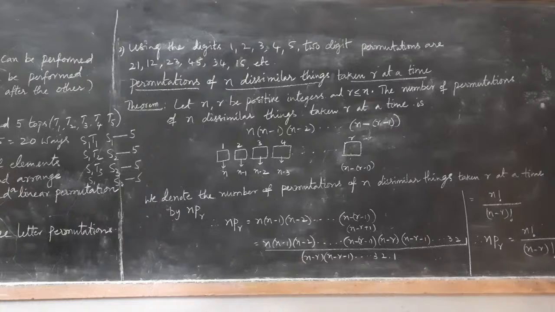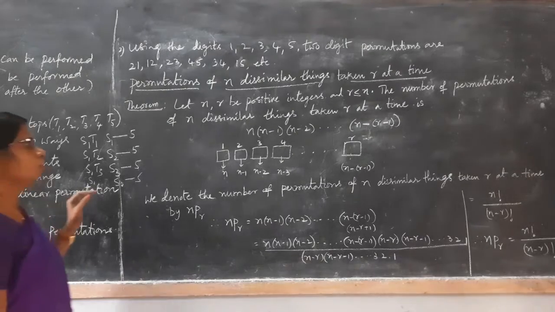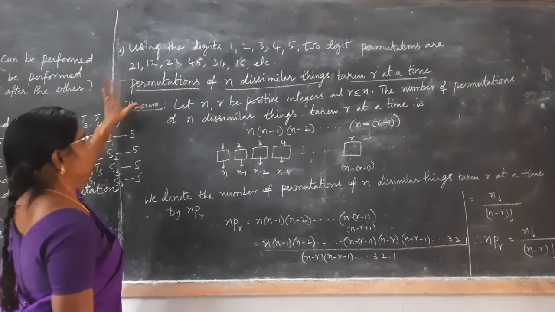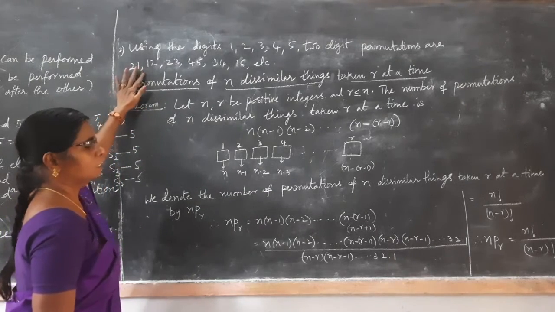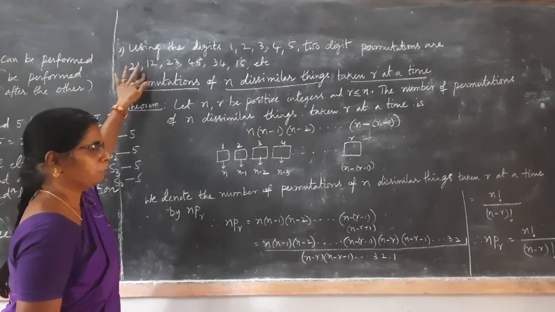So without explicitly writing all these 2 digit permutations, we can say how many 2 digit permutations we can get. So that is given in this chapter. Okay, so these are some examples for a permutation.